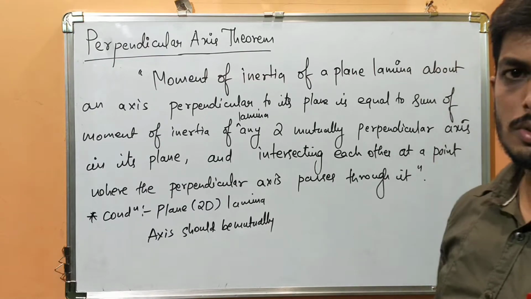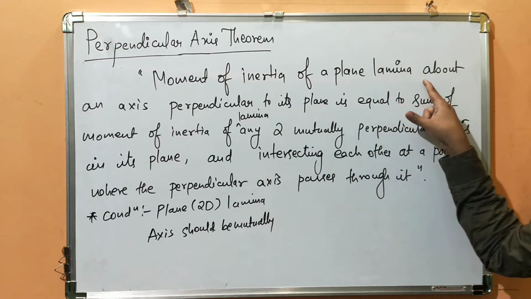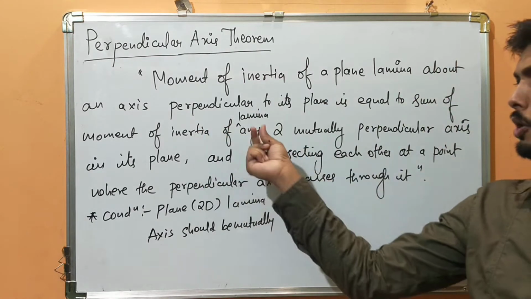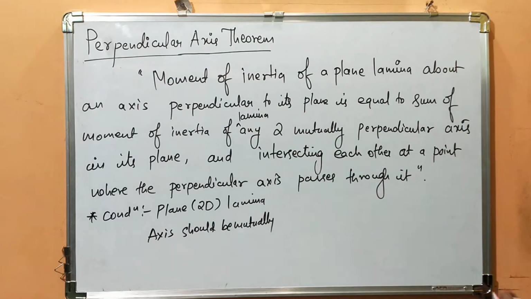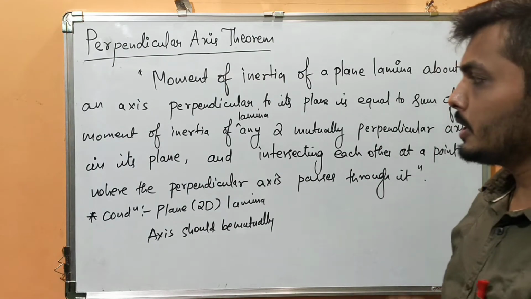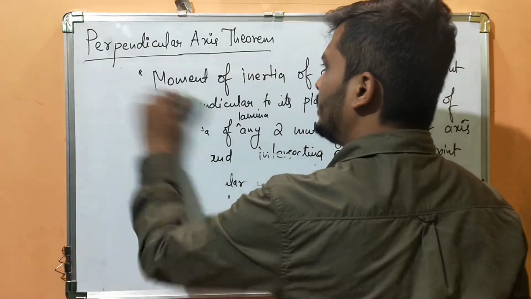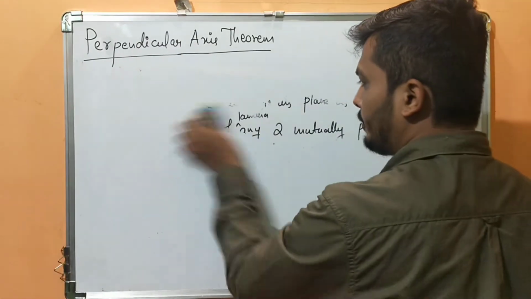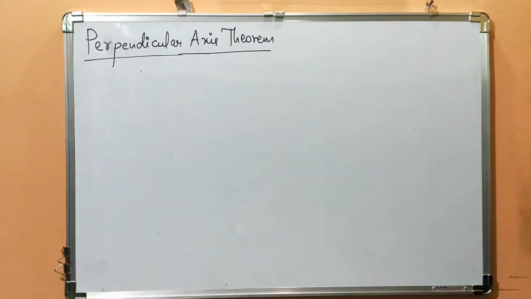Have you copied down? I'll erase so that I can take the entire board to explain. So please try to understand. Moment of inertia of a plane lamina about an axis perpendicular to its plane is equal to sum of moment of inertia of lamina about any two mutually perpendicular axes in its plane and intersecting each other at a point where the perpendicular axis passes through it. I better suggest you write it. Once I erase, you can refer to your notebook. Okay. So now let us understand what exactly the perpendicular axis theorem means. You are expected to write the same definition in the exam because it's a theorem.